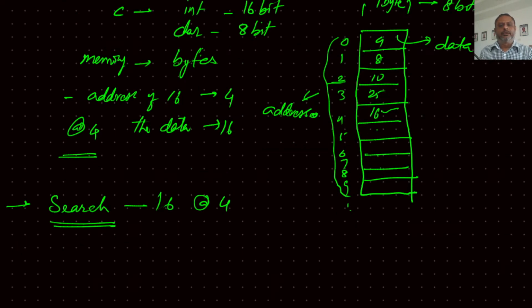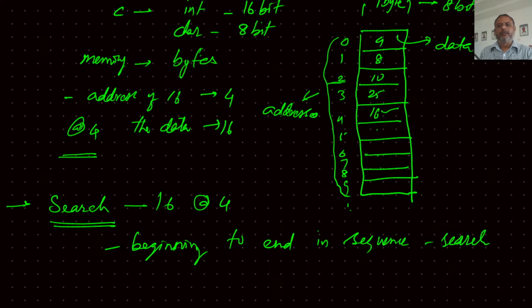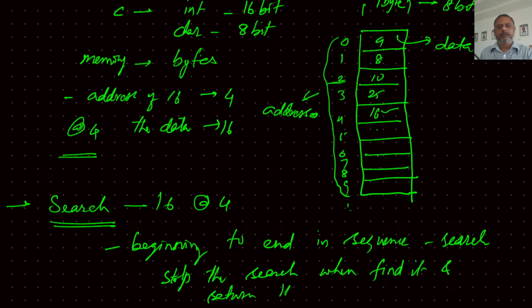So that's one way of working. We look from beginning to end in sequence. We search, and stop the search when we find it, and return the location where it was found. So we are looking for 16. First location, location 0, is it 16? No. Location 1, no. Location 2, no. Location 3, no. Location 4, yes. So return 4. That's what we are doing.